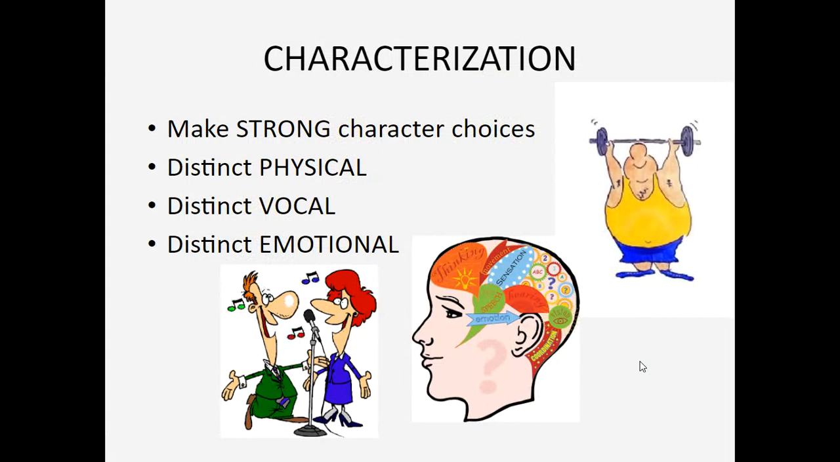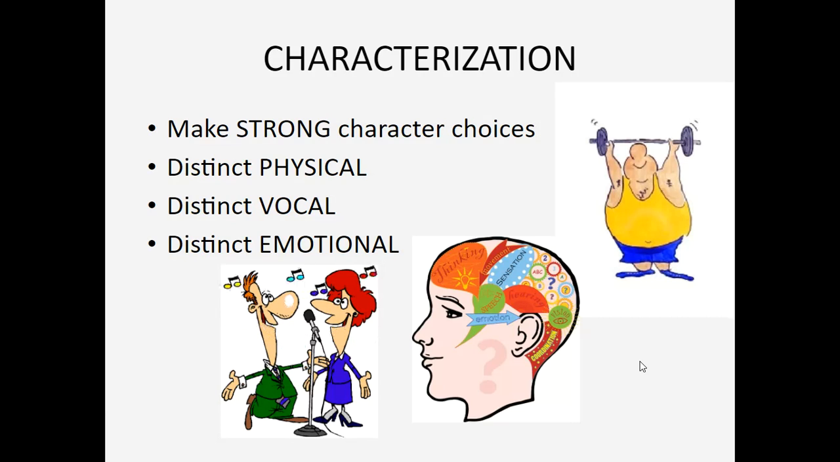So now let's talk about characterization. There's 4 elements that you as an actor need to take on to make a good character. Our first one is making strong character choices. You have to make choices in your character. You cannot just be like, oh, I think I'm going to do this. You want to actually decide on these things and put them into practice during rehearsal.